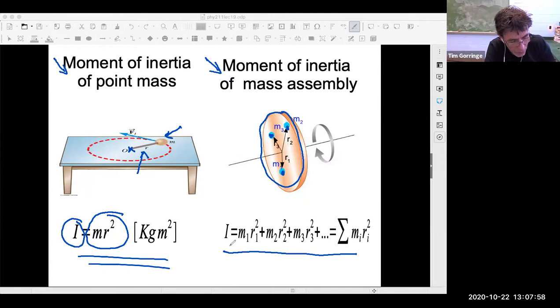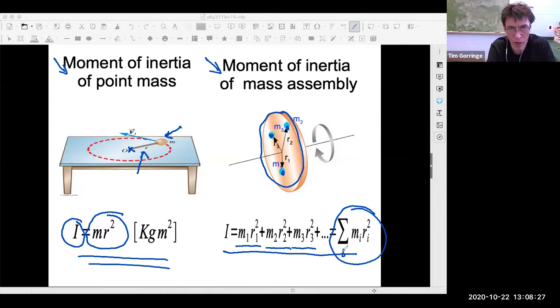To get the total moment of inertia, you just take the moment of inertia of the first little mass, the moment of inertia of the second little mass, the moment of inertia of the third little mass, and so on and so forth, and you just add them up, total them up. And so that's a recipe for calculating the moment of inertia of a collection or a distribution of mass. And here I'm just writing it symbolically. This is a sum, a summation over i.